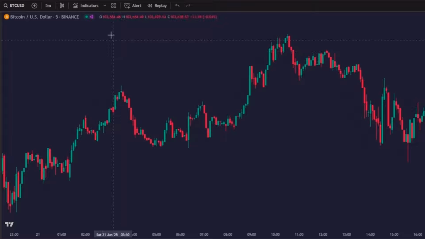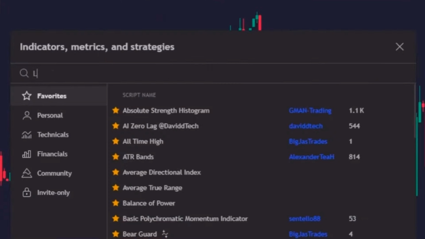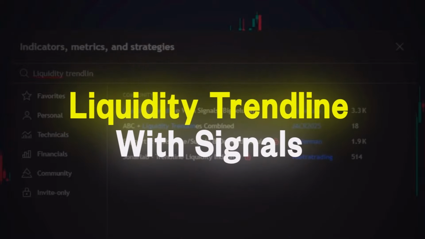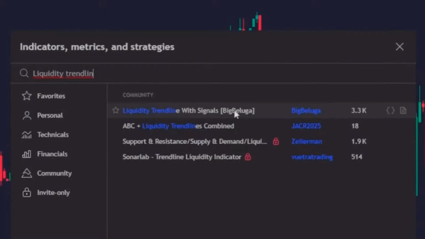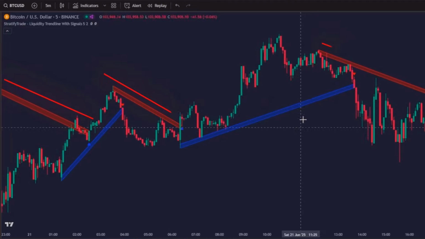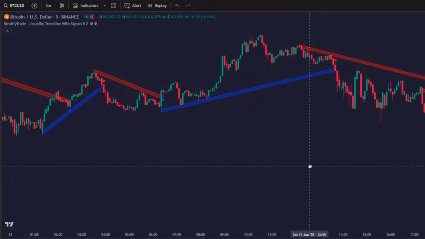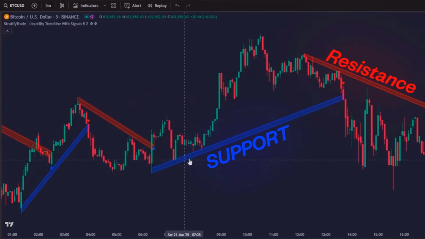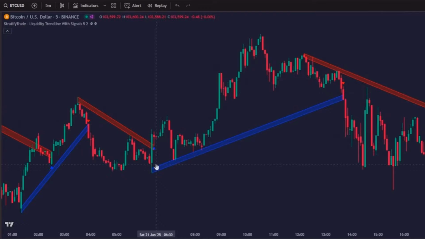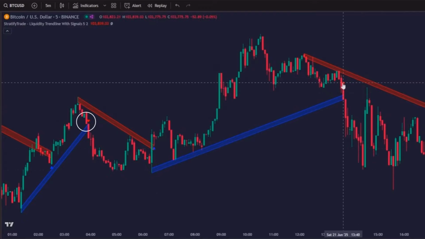Now, once you are inside TradingView, click on the Indicators tab and search for Liquidity Trendline with Signals. It's the one by Big Beluga. Once added to your chart, you will instantly see that it draws trend lines both above and below the price, identifying zones of support and resistance. But this isn't just a visual tool, it actively scans for breakouts.